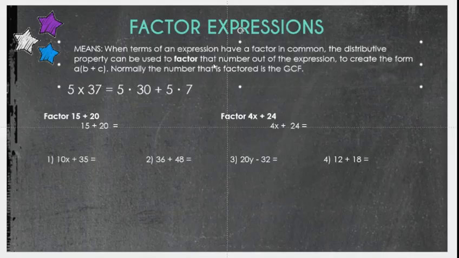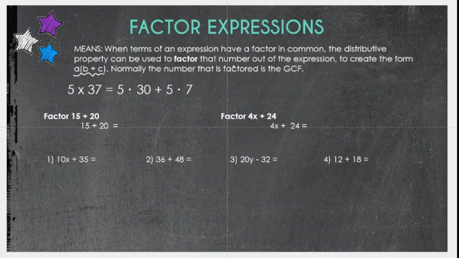Okay, we're going to talk about factoring expressions. To factor an expression basically means that you look at an expression and find that the terms might have a factor in common, and you can use the distributive property to factor that number out of the expression to create the form A times B plus C. I'm going to get into my drawing mode here. So we're looking to get it into this form. Normally, the number that gets factored out is the GCF.